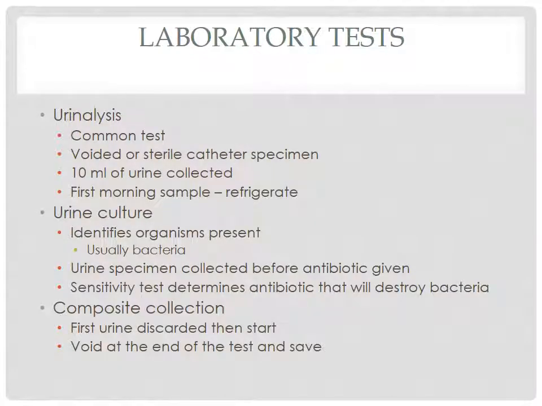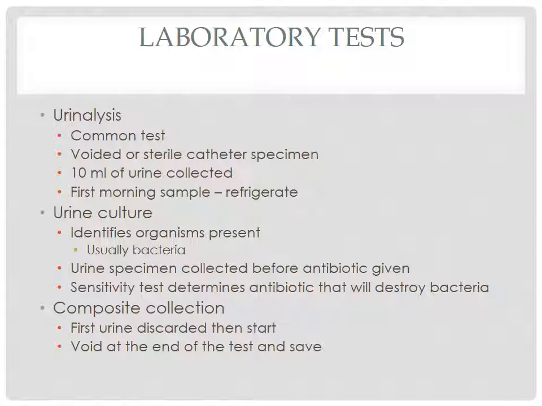Some lab tests that are done with urinary system disorders include a urinalysis, a very common test. You can take a voided specimen or a sterile catheter specimen, a straight cath specimen. A minimum of 10 milliliters of urine is needed. The first morning sample is a good sample to take. If it's not going to be tested within the first hour, it needs to be refrigerated.